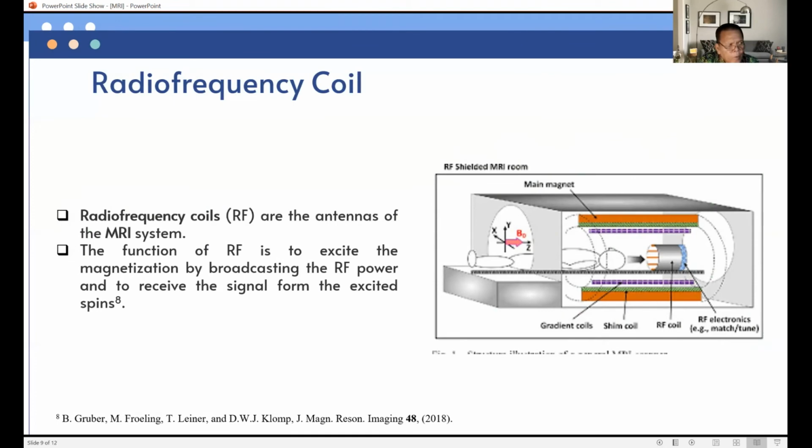Then, radio frequency coils. Radio frequency coils are the antennas of the MRI system and have two functions. First, to excite the magnetization by broadcasting the RF power. This is the TX coil. And second, to receive the signal from the excited spins. This is the RX coil.